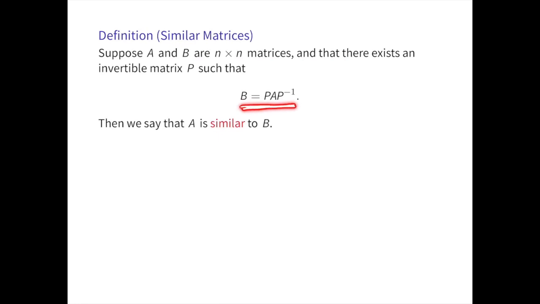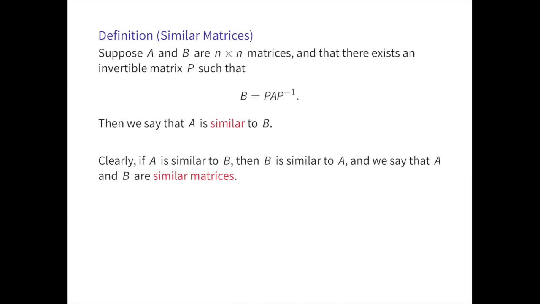Well, if you can find a third matrix P that allows you to relate your two matrices in this way, so that you can write B is equal to P times A times P inverse, then we say that the matrix A is similar to the matrix B. And if that's the case, then the matrix B will also be similar to the matrix A. And so we would just say that A and B are two similar matrices.